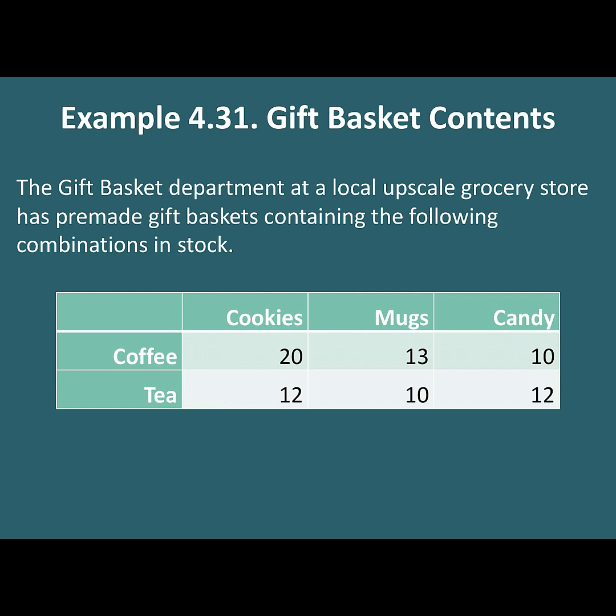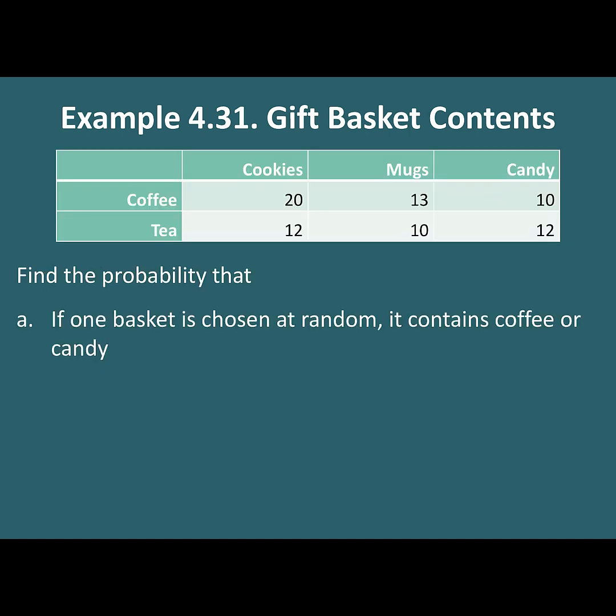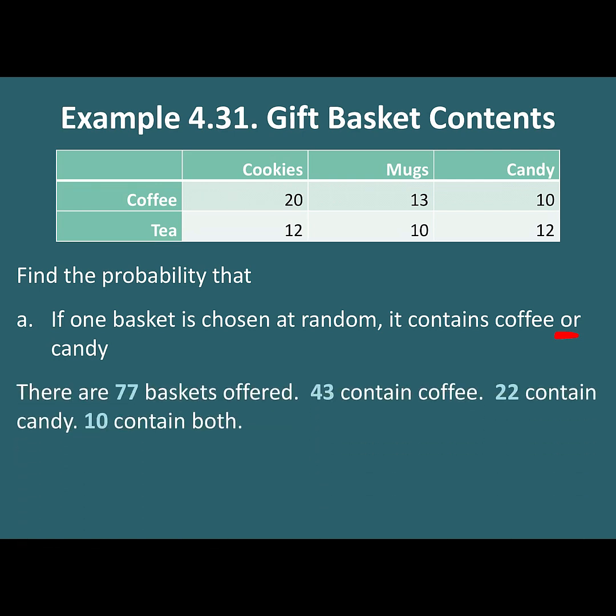Next, the gift basket department at a local upscale grocery store has pre-made gift baskets containing the following combinations in stock. Let's find the probability if 1 basket is chosen at random that it contains coffee or candy. Keep in mind that some of the baskets contain both coffee and candy. Now there are 77 baskets that are offered total. 43 contain coffee, 22 contain candy, 10 contain both.